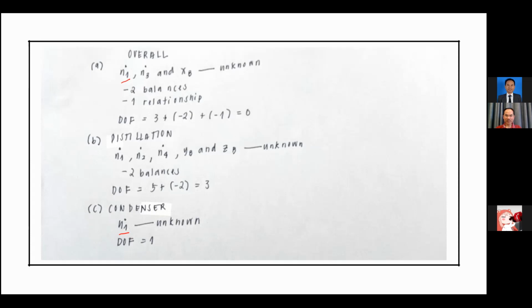For overall, we have 3 minus 2 minus 1. What is the one relationship? The relationship is the 89.2% distillation of the benzene. Okay, it is the recovery of benzene. Yes.